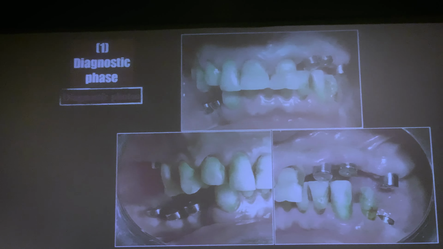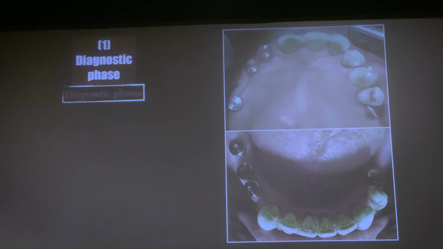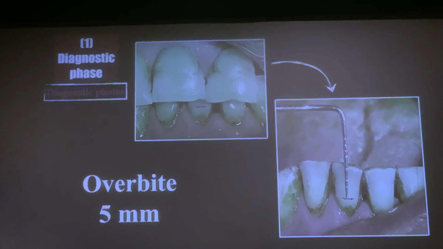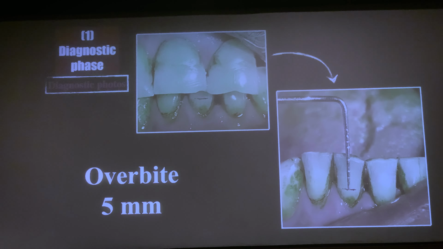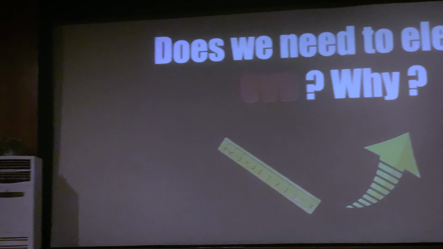This is the retracted view, upper and lower occlusion photos. And at maximum intercuspation, the overbite was 5 millimeters. And the big question now is, do we need to elevate the bite? Do we need to change the occlusal vertical dimension?